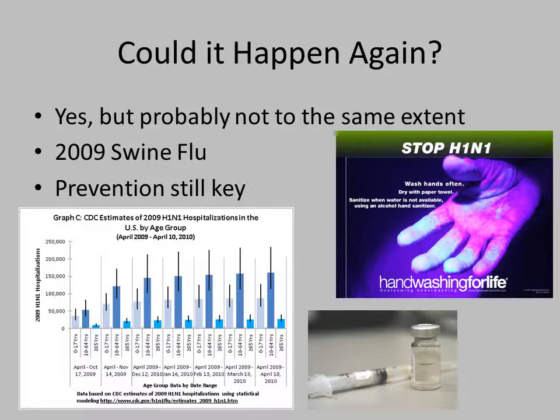Although it would likely not be as extreme thanks to modern treatment and prevention methods, a pandemic similar to this could happen again. Take the 2009 swine flu outbreak, for example. This strain of H1N1 infected between 43 million and 89 million people and killed between 8,870 and 18,300. Prevention is still key, so be sure to get your flu shot this year.